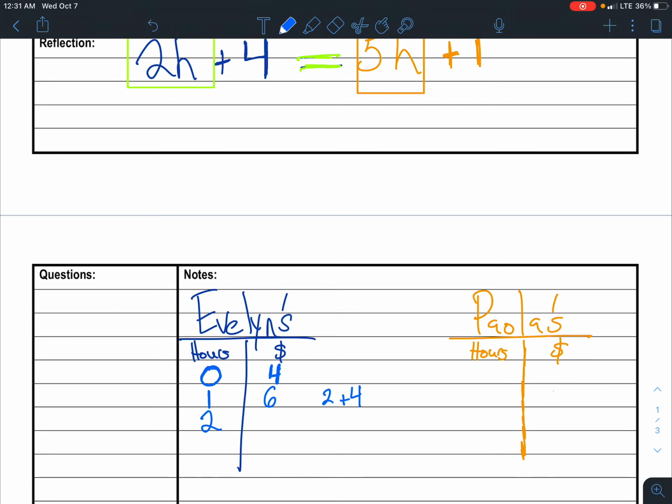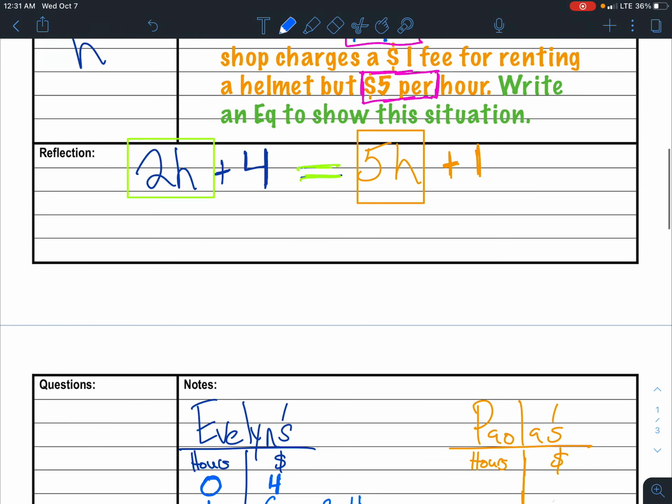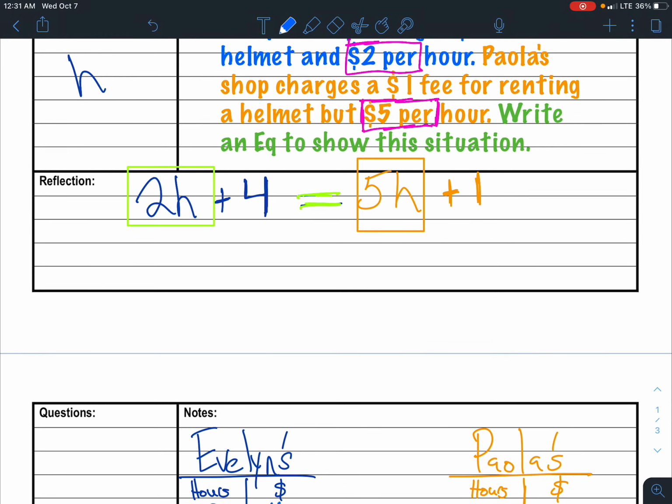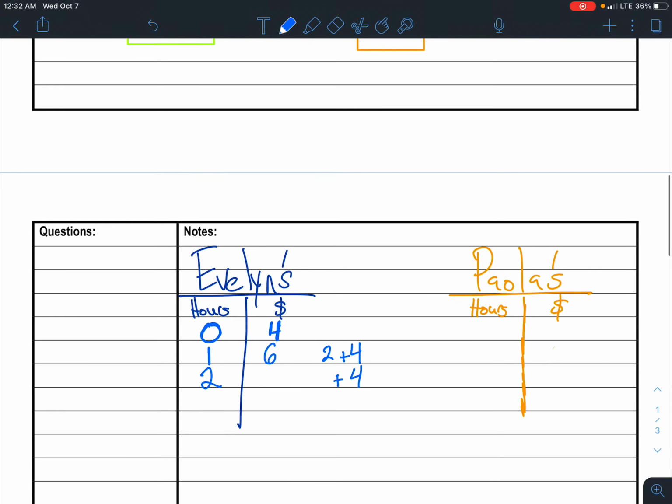If he biked 2 hours, well, the helmet fee doesn't change. However, he had to pay $2 per hour. So if he went out for 2 hours, 2 times 2 gives me 4. So then he would have had to pay Evelyn $8. And same thing, if he went out for 3 hours, the helmet fee of $4 did not change, but now $2 per hour for 3 hours is $6. So he would have to pay $10.